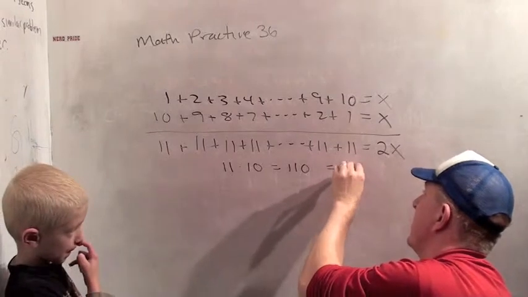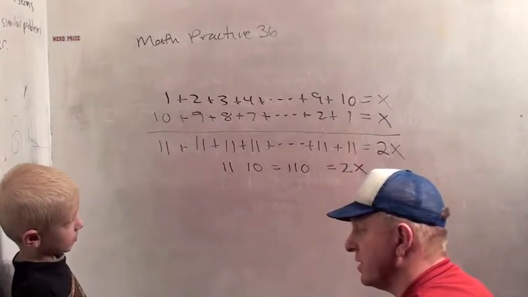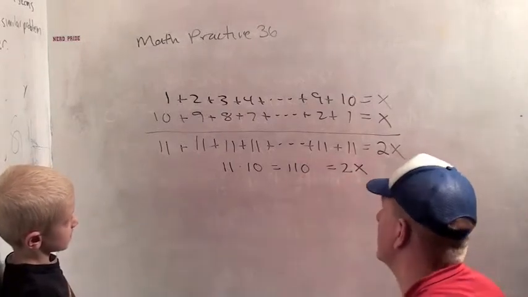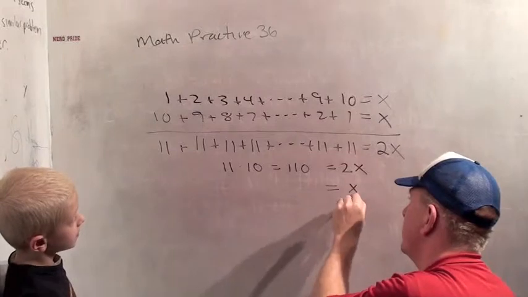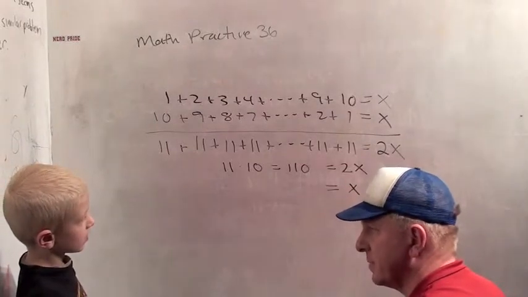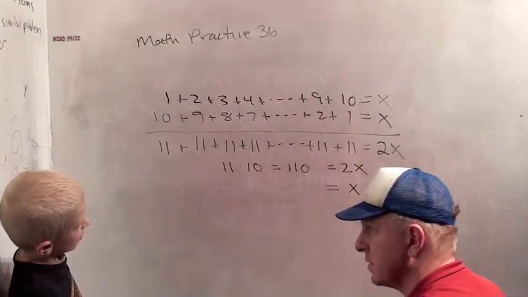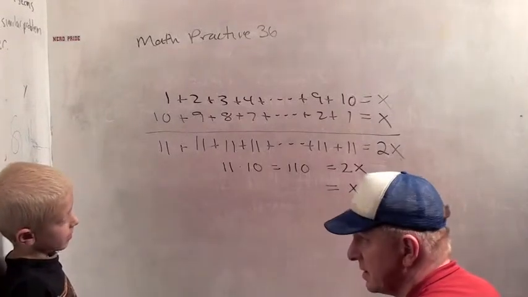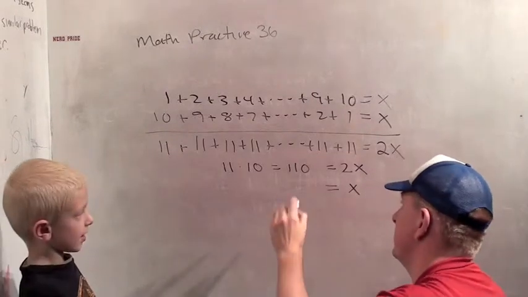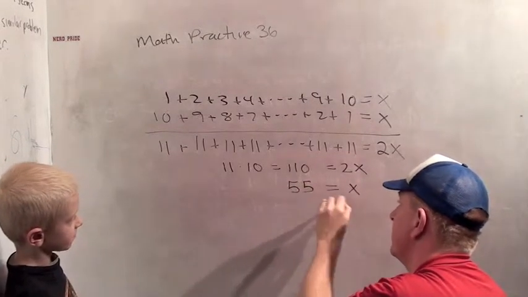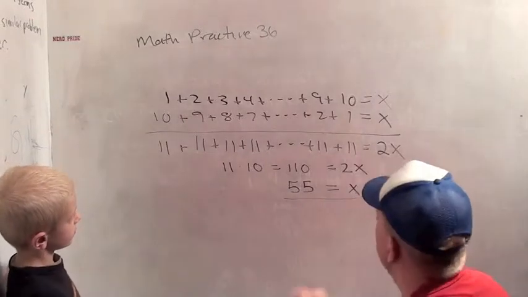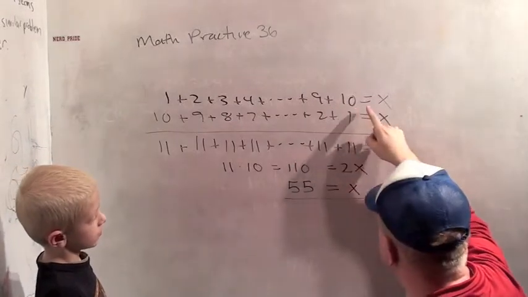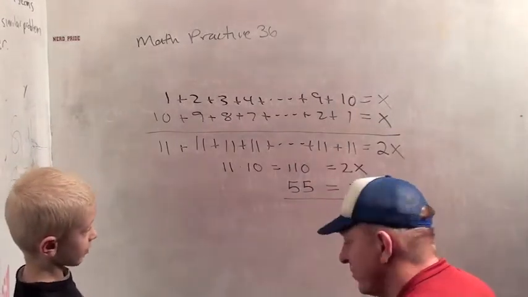And that's twice x. That's 2 times what my number is. So can you figure out what number, when you multiply it by 2, you get 110? What number times 2 is 110? 55. How'd you figure that out? Because 50 plus 50 is 100, and 5 plus 5 is 10. Very good. So look at this fun little trick. X is 55. That means if I take the numbers all the way up to 10 and add them together, I get 55. Pretty cool.